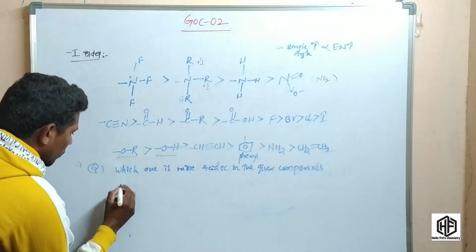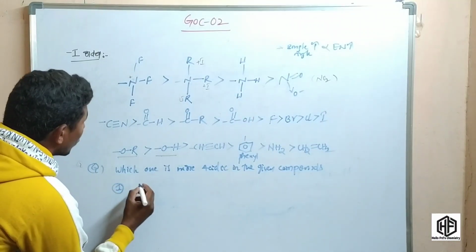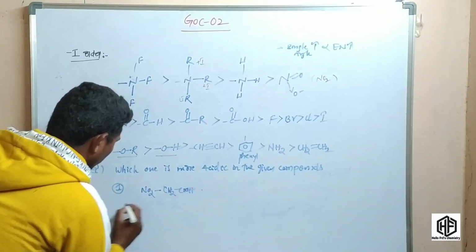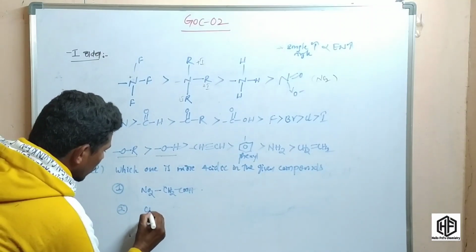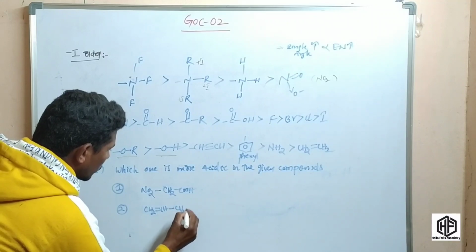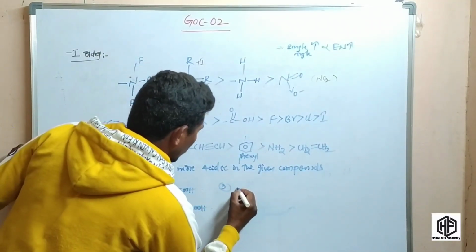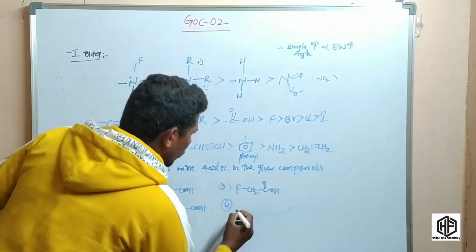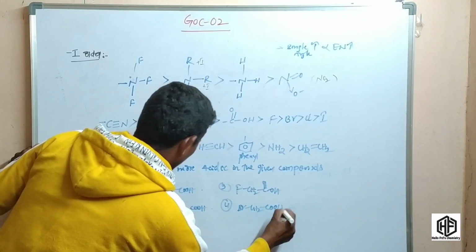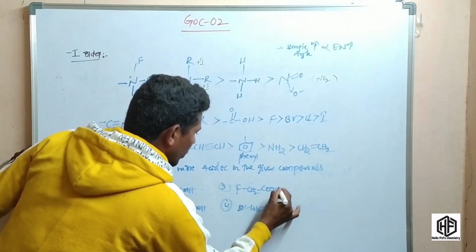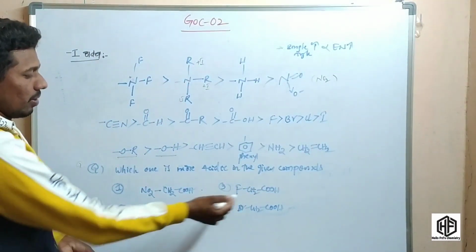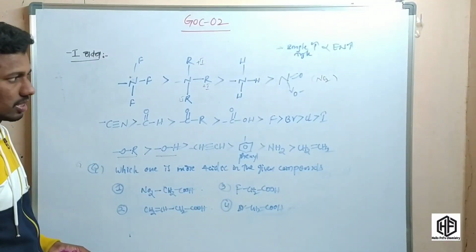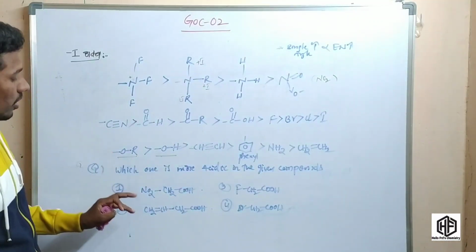The first compound is, for example, NO2 bonded with CH2 and COOH, and the second compound is CH2=CH-CH2 and COOH, and the third compound is fluorine bonded with CH2 and C=O OH, and the fourth compound is bromine and CH2 and C=O OH. For example, this is COOH. These are carboxylic acids. In general, carboxylic acids have acidic nature. But which carboxylic acid is more acidic? You have to find out based on minus I order.